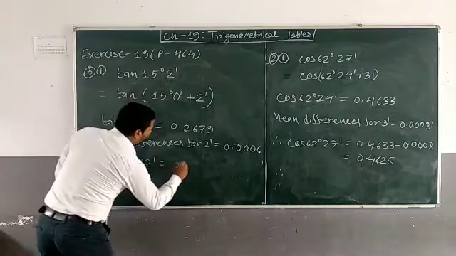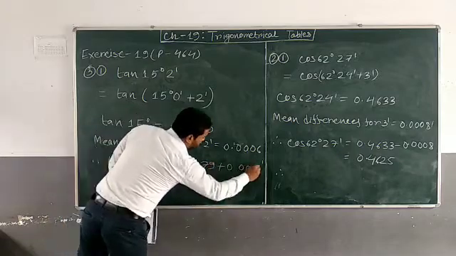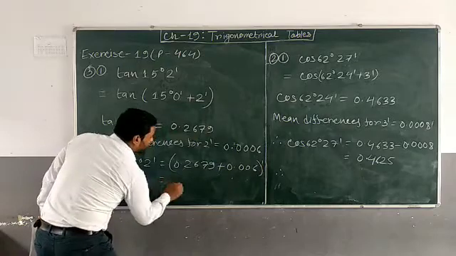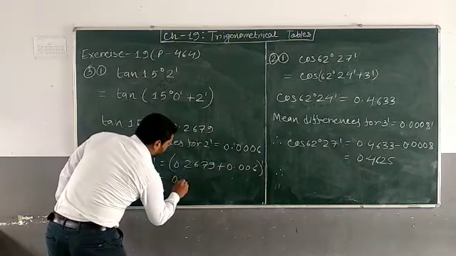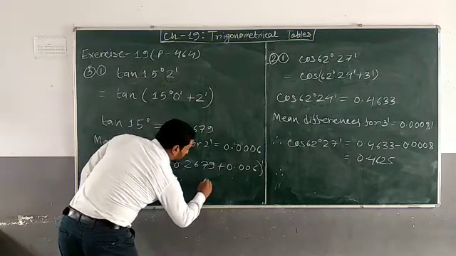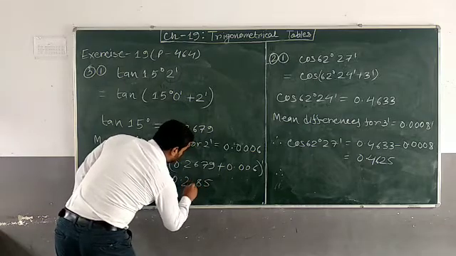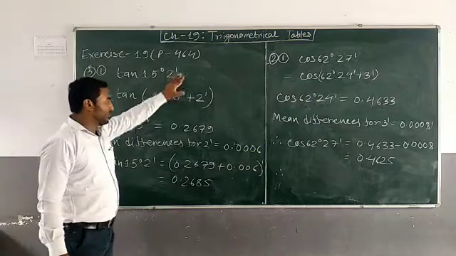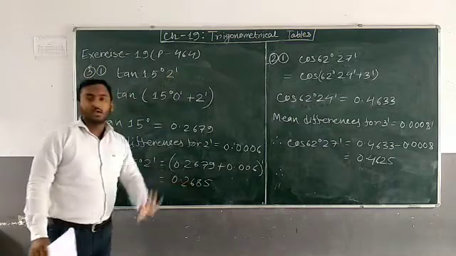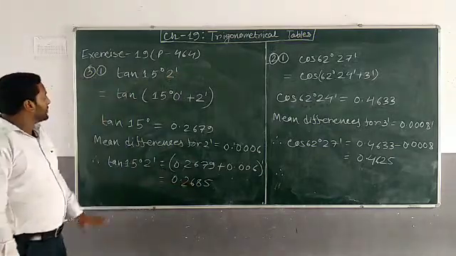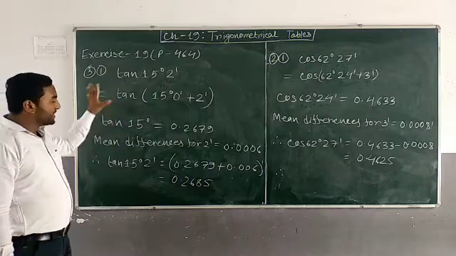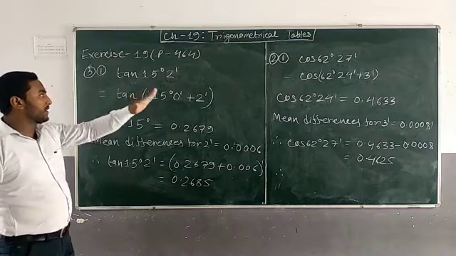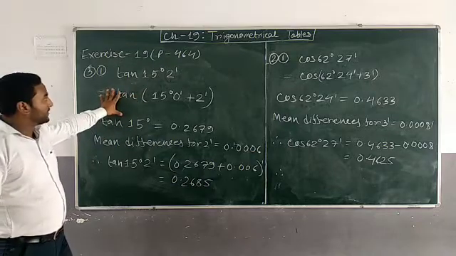So it means 0.2679 plus 0.0006, and the final value is 0.2685. So the value of tan 15 degree 2 minutes equals 0.2685. So these are the types of problems that you have to solve for sin theta, cos theta and tan theta. These are direct methods.